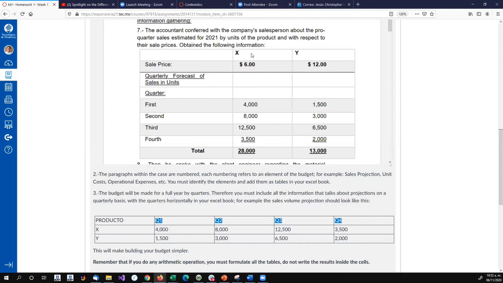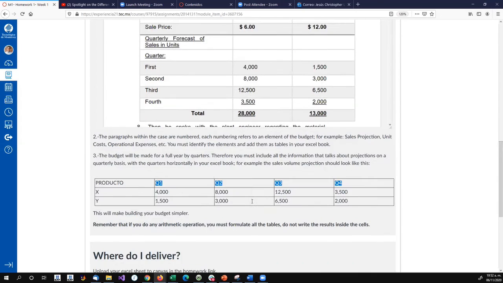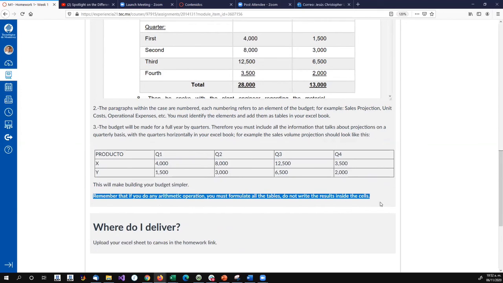You can see that I have my products X and Y here, and then all I do is take the sales data here and spread it here like a forecast. All right. If you start doing arithmetic formulas inside your Excel spreadsheet, use formulas. Do not write down the values, as that's going to make it really difficult for you to build your financial statements.